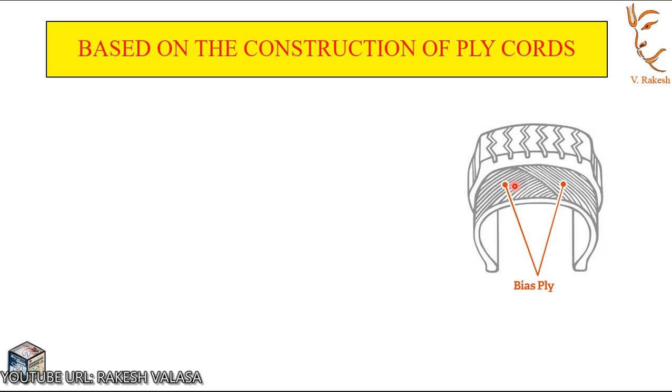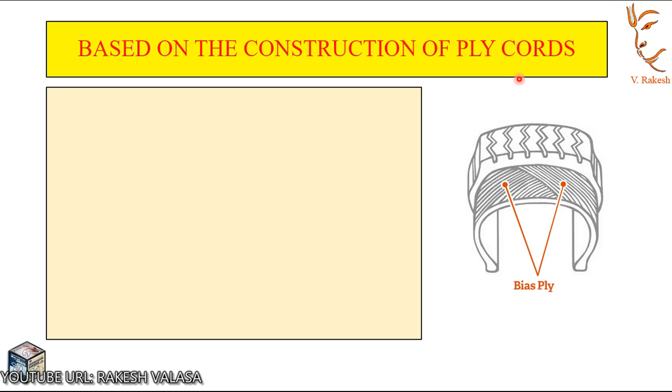Next topic is tires are classified based on the construction of plycords. This classification is divided into three types. One is cross ply or bias ply. Second one is radial ply tire. Third one is belted bias tires. Let us see the cross ply or bias ply.